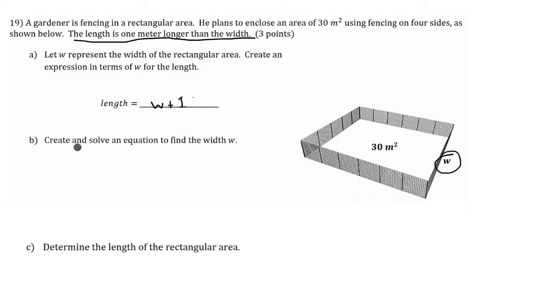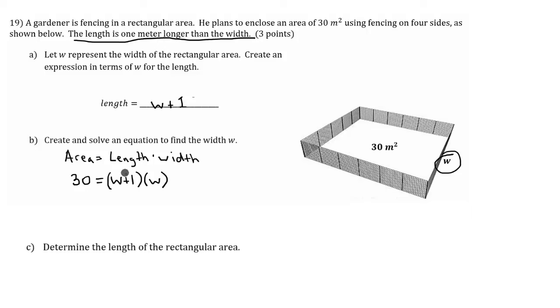Part B, though, is asking us for an equation, so we have to use the area formula. So that's going to be length times width. And we need to just start plugging in values. So we know that the area is 30, and that's going to be meters squared. Our length is represented by W plus 1, and then our width is just W. So we need to solve this equation now. And a quick way to solve any type of equation is just to set it equal to 0 and then graph it, and you could find the x-intercept, which would represent the solution.